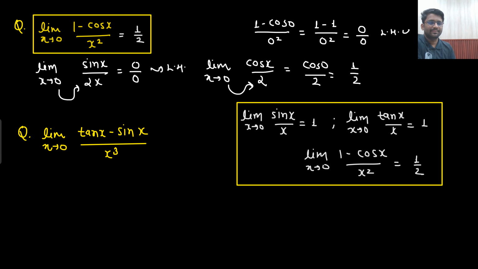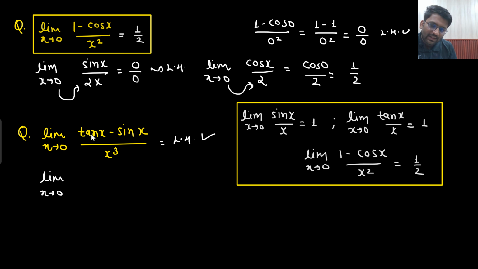Okay, try remembering them. Solve this question, tan x minus sin x divided by x cube. You will say, sir, 0 by 0, I can apply L'Hopital. So do it on your own, applying the L'Hopital rule. Simply you need to keep on differentiating and you will get the answer. But since it is a trigonometric relation, what can I think of?